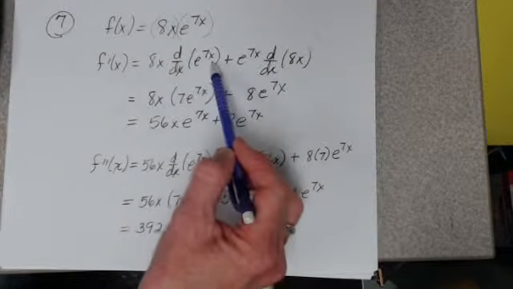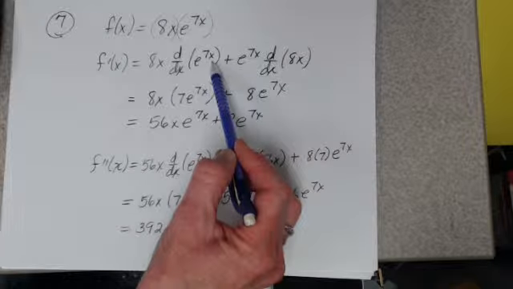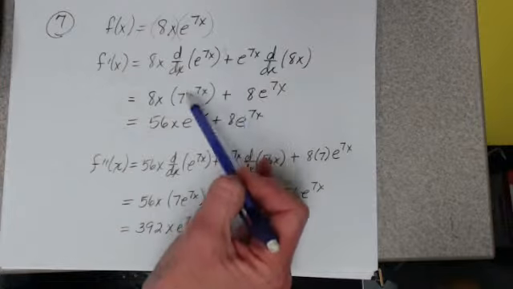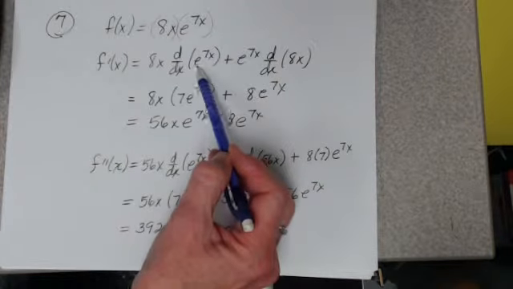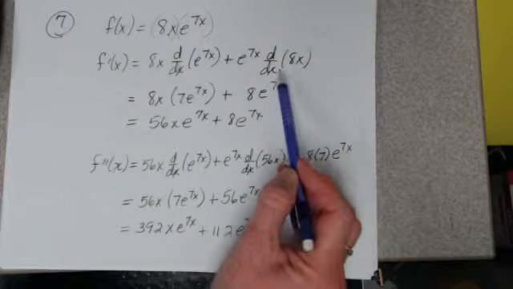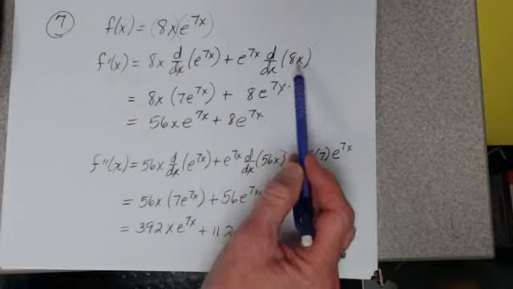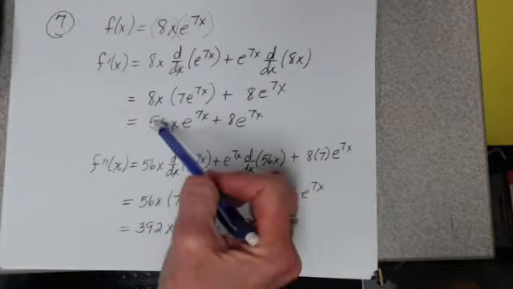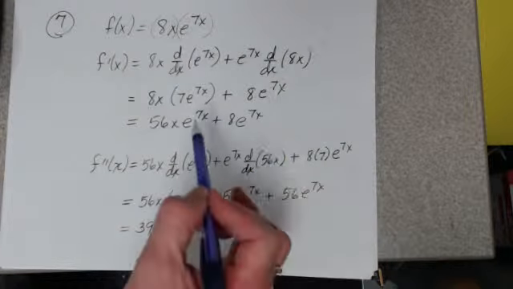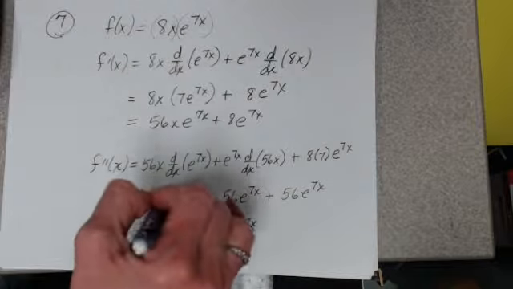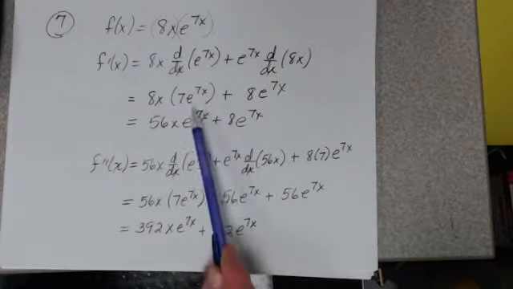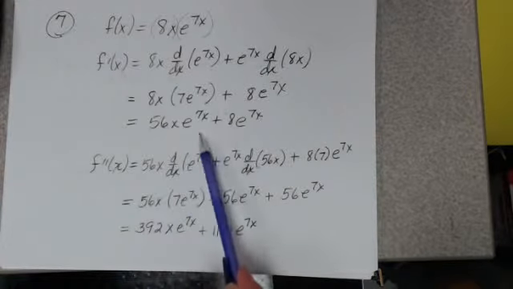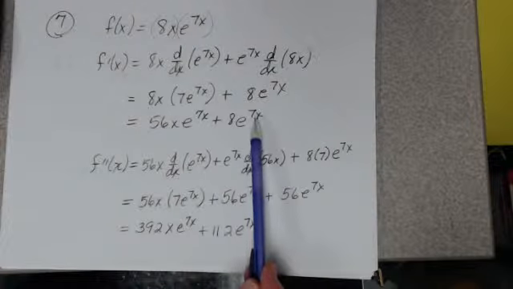The derivative of e to the 7x, by the chain rule, is e to the 7x times the derivative of 7x, which is 7. So 7e to the 7x is the derivative of e to the 7x. The derivative of 8x is 8, and notice that I've expressed this as 8 times e to the 7x. Multiplying 8 times 7, I get 56x times e to the 7x plus 8e to the 7x.